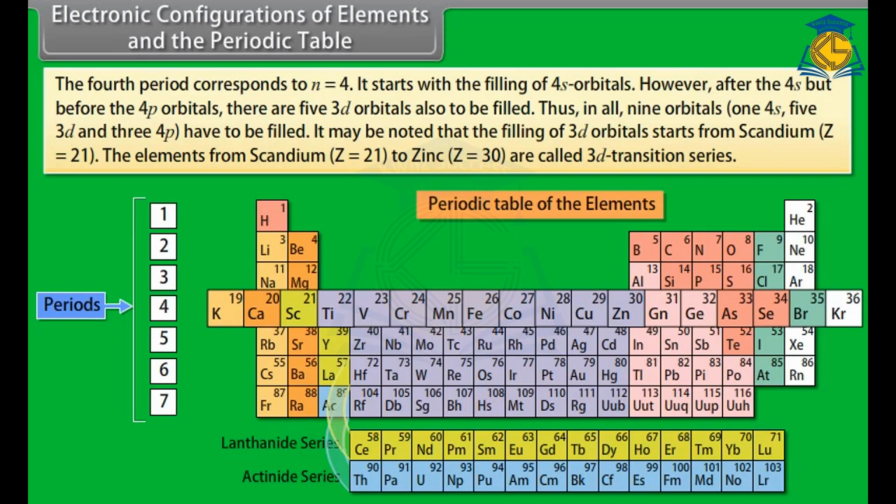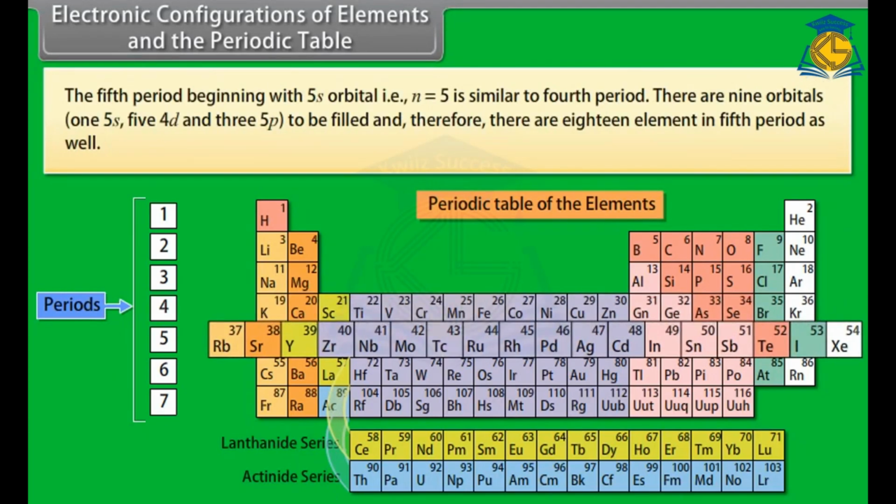The elements from scandium, atomic number is equal to 21, to zinc, atomic number is equal to 30, are called the 3d transition series. The fifth period beginning with the 5s orbital, that is, n is equal to 5, is similar to the fourth period. There are 9 orbitals, 1 5s, 5 4d and 3 5p, to be filled, and therefore there are 18 elements in the fifth period as well.